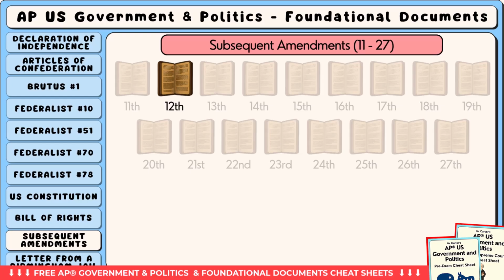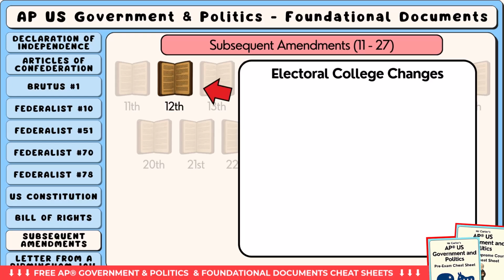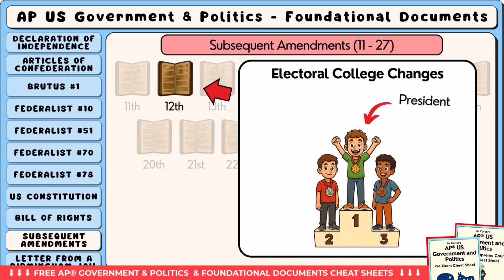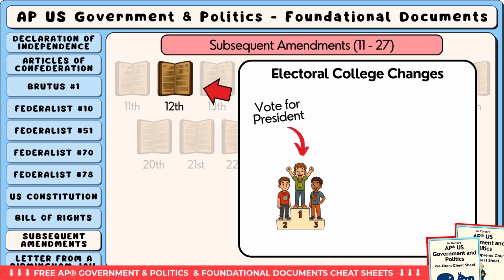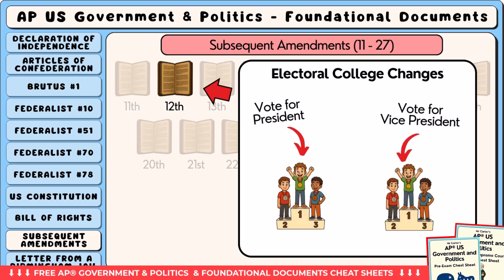Next is the 12th Amendment. This amendment changed the way the Electoral College chooses the president and vice president. Originally, the person with the most electoral votes became president, and the runner-up became vice president. This meant that the vice president was often the rival of the president. The 12th Amendment changed this by requiring electors to cast one distinct vote for president and one distinct vote for vice president, which prevented rivals from ending up in the two top offices.